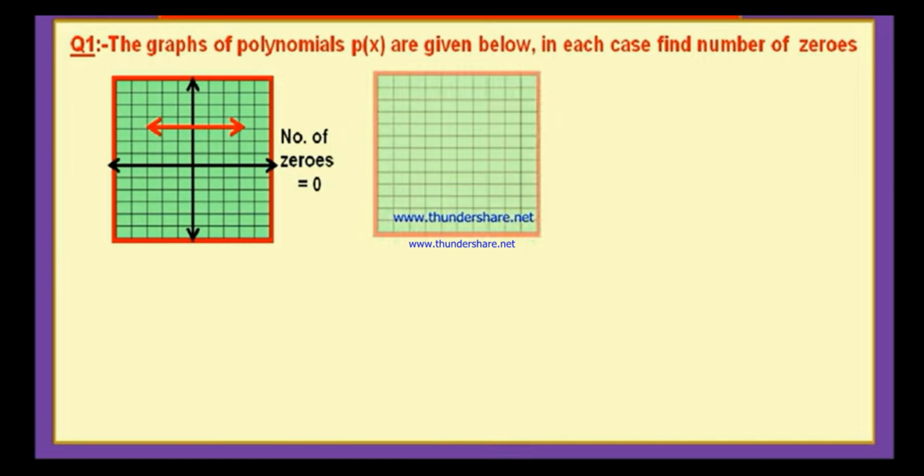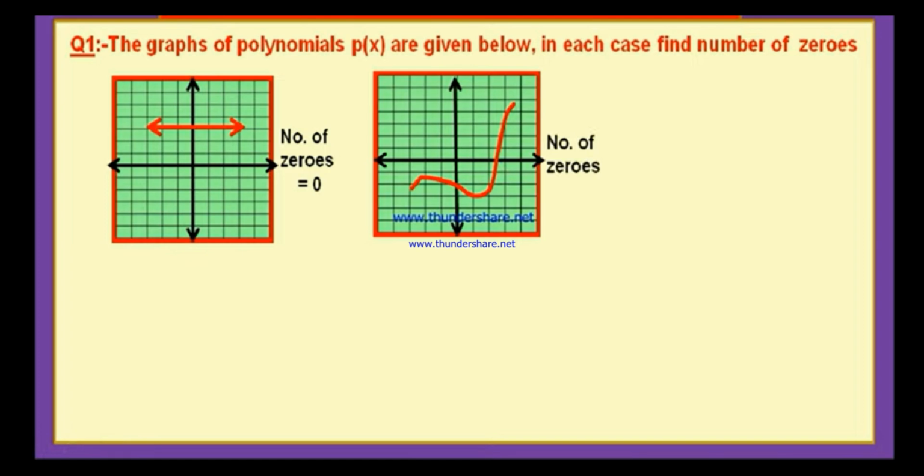Now look at the second graph. Again, x-axis and y-axis, these two are intersecting at origin. Now this is the graph. This graph is intersecting x-axis at how many points? This curve is intersecting x-axis at one point. Then the number of zeros of this polynomial is equal to 1.